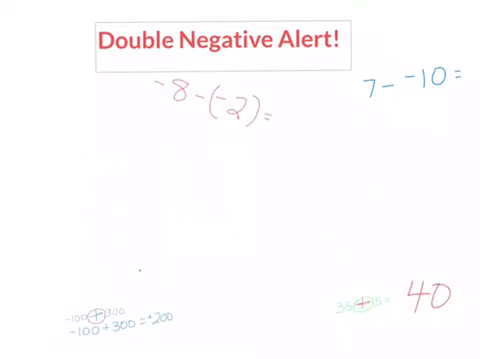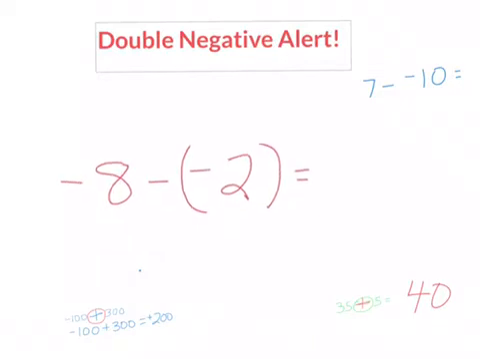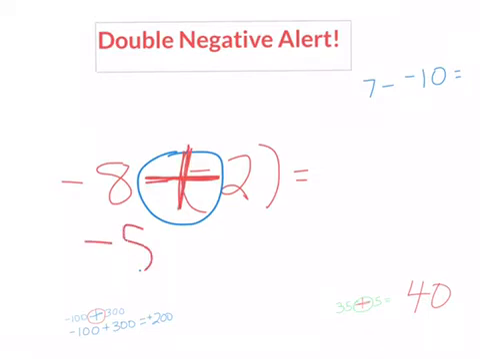All right, the next problem we have is negative 8 minus a negative 2. So I also see I have a double negative. As long as there's no number in between, we still consider that a double negative. So I'm going to circle it and change it into a plus sign. And so now I'm going to rewrite so it looks a little bit neater. So negative 8 plus 2.